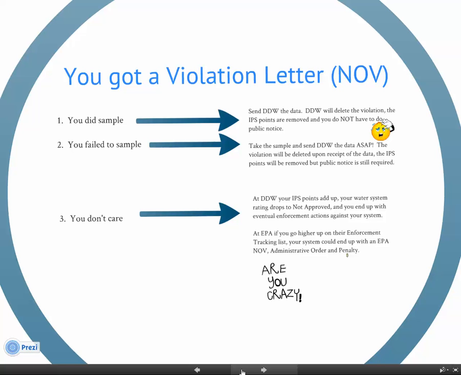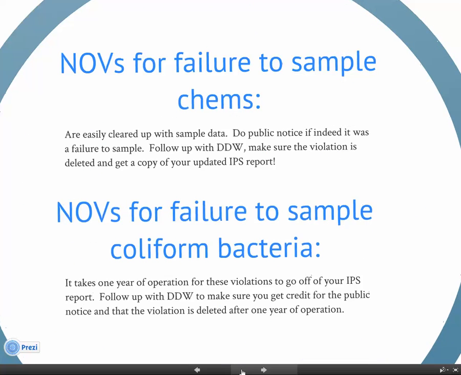So these are the three different reactions when people get a notice of violation for a chemical sampling violation. Now you'll notice in that last bubble I kept saying for a chemical sampling violation. The chemical failure to sample violations are a lot easier to fix than the coliform bacteria failure to sample violations. So you'll notice for the failure to sample chem violations, all you had to do was send us a copy of the data or run out and take the sample as soon as you can.